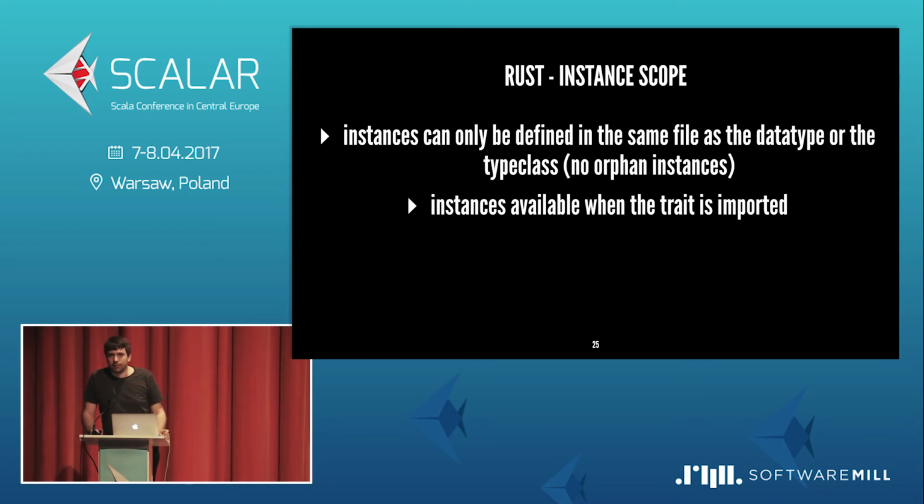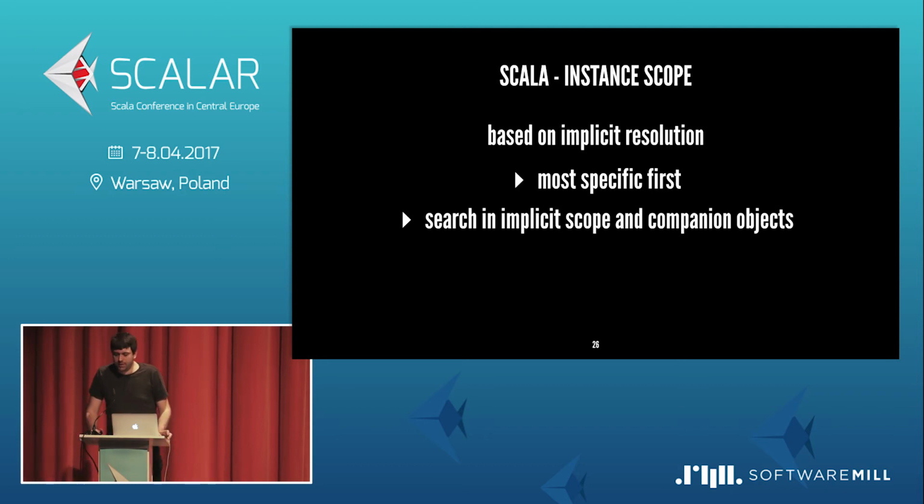Scala is a little bit more complicated because we have the implicit resolution. So, two rules. The most specific implementation that could be found is the one that will be used. Second, the search for instances is done in the implicit scope and in companion objects. Let's unpack that. Most specific first.